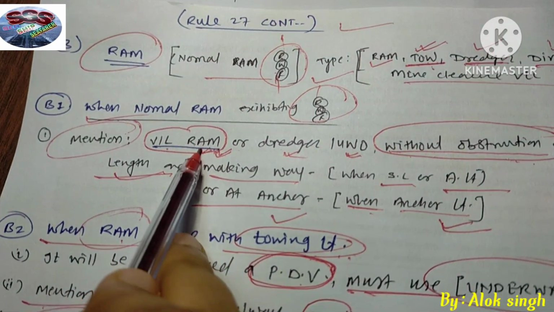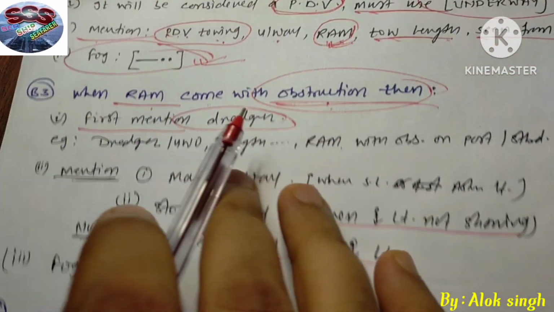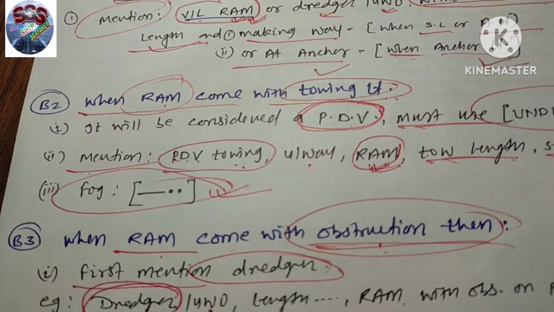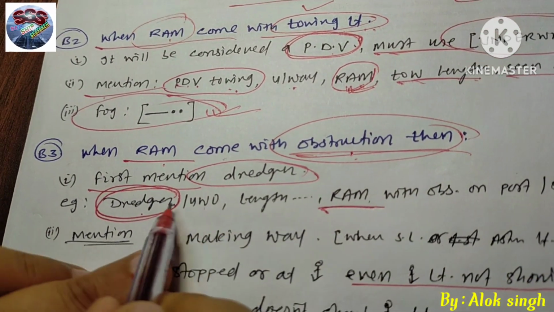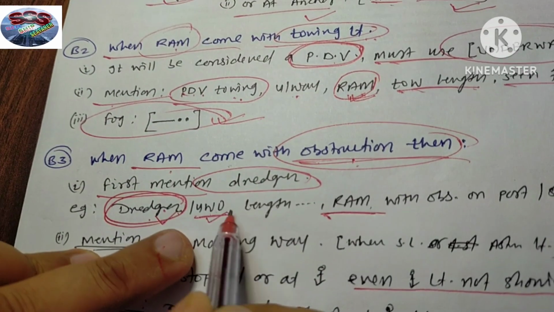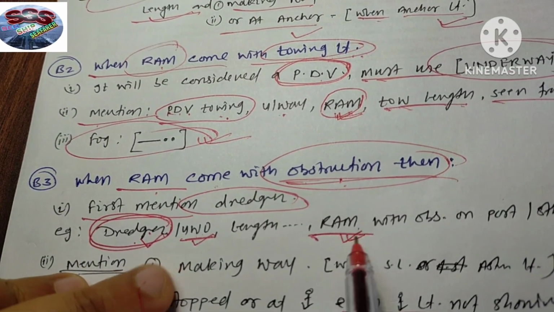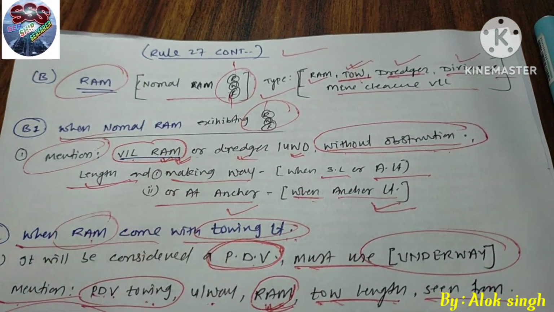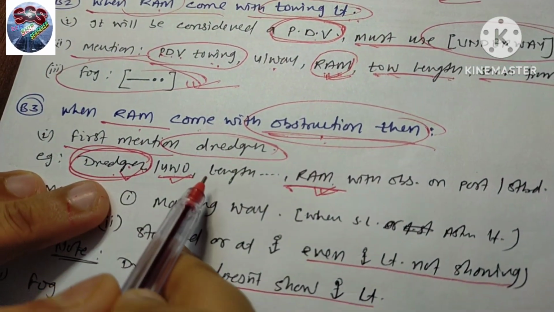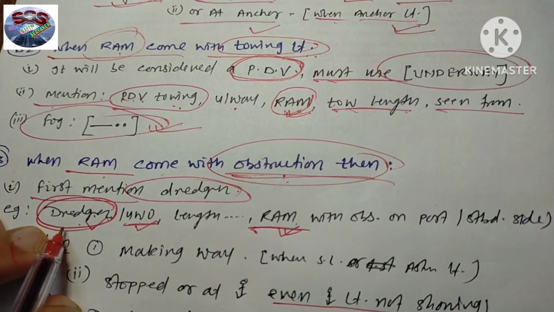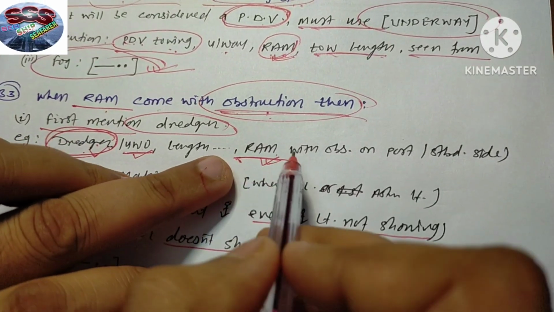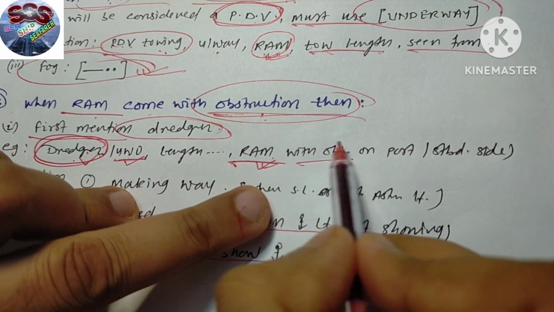Like here, I prioritized the word RAM first. But whenever you see the obstruction, you have to prioritize the dredger first. You have to say dredger underway, and then later on you have to say RAM also. Meaning these three words which we have to use during the RAM vessel, but we just have to prioritize. In the other case, we prioritize RAM, and in case of the dredger, we prioritize dredger first. Dredger underway, then we talk about the length, and then RAM, because it is RAM also, so we have to mention RAM with obstruction.